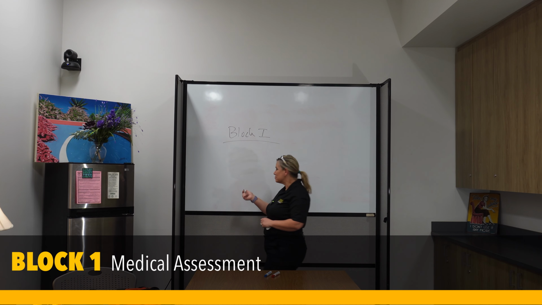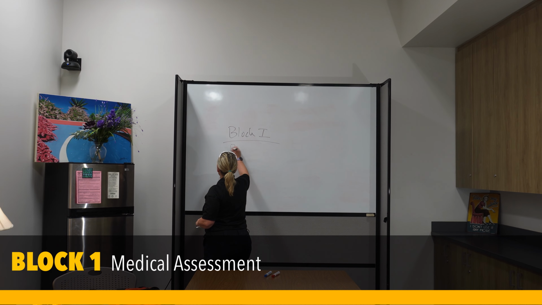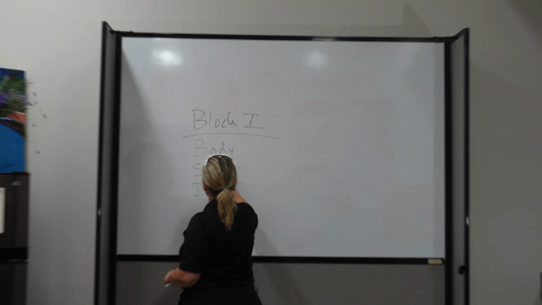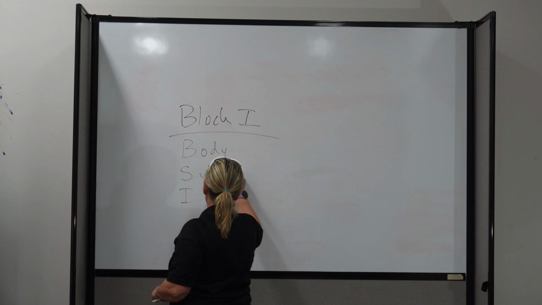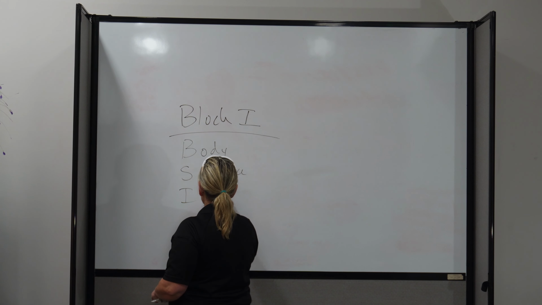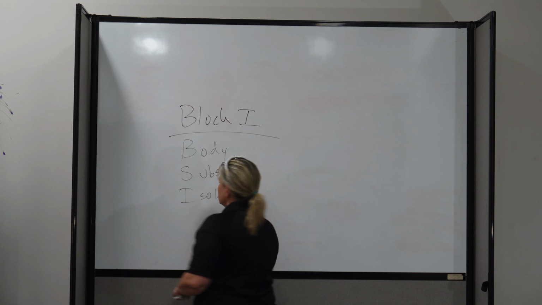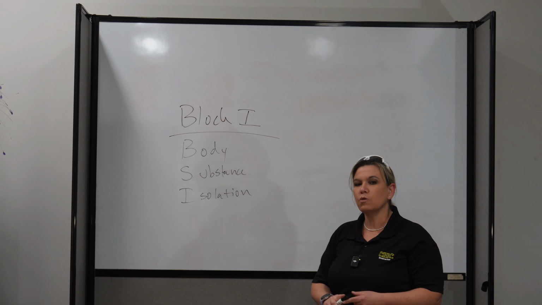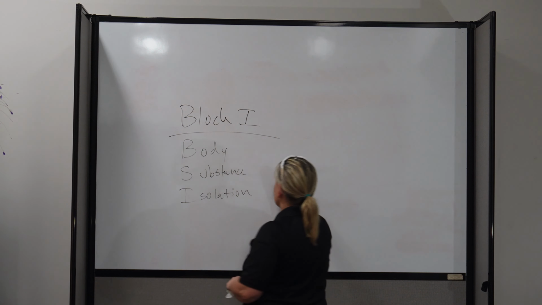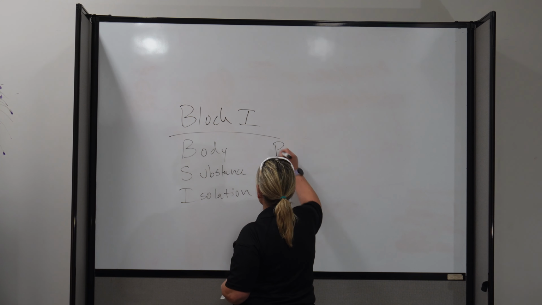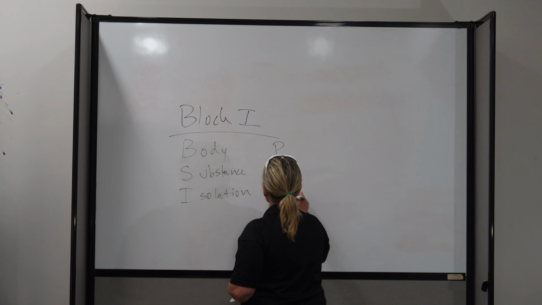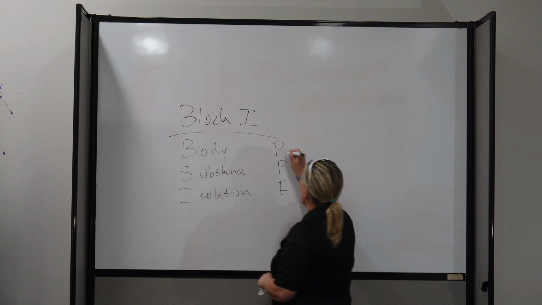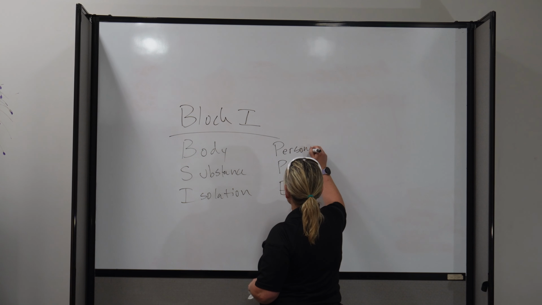So block one of medical assessment, we're going to start with some acronyms. So we have BSI, which is body substance isolation. And remember, when we talk about body substance isolation, we're talking about vomit, urine, feces, as well as blood, anything that can come out of our patient. Then how do I protect myself from those things? We're going to use our PPEs, which is our personal protective equipment.